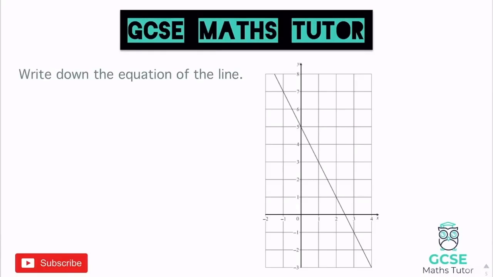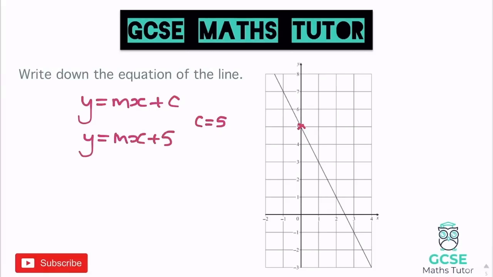Now we know already what the equation of a line is going to look like. It's in this format, y equals mx plus c. Again, that c being the y-intercept. Now we can see the y-intercept on the graph, it's over here, 5. So for starters, I can just draw that straight in. We can say c equals 5, and we can put that in our line equation. So y equals mx plus 5.